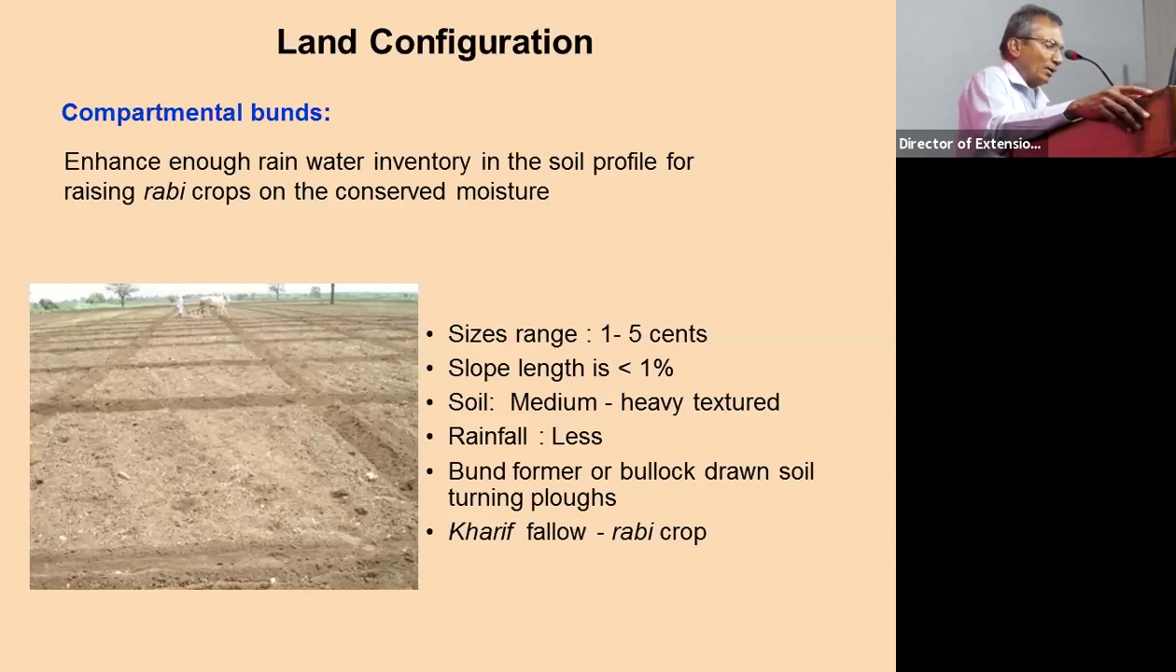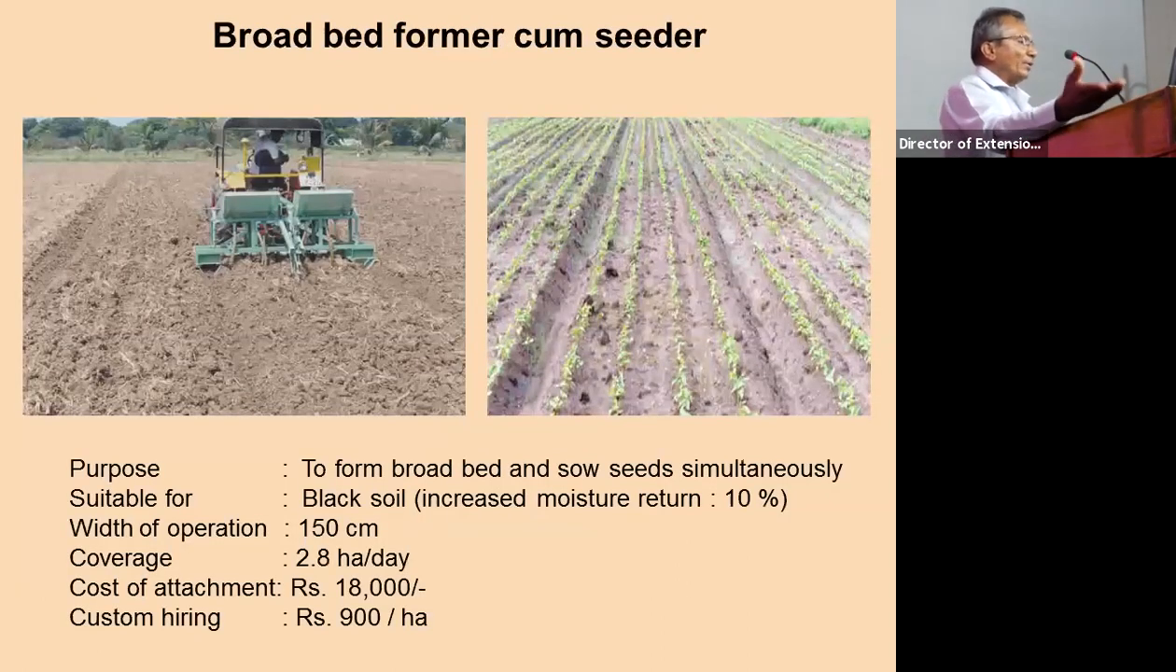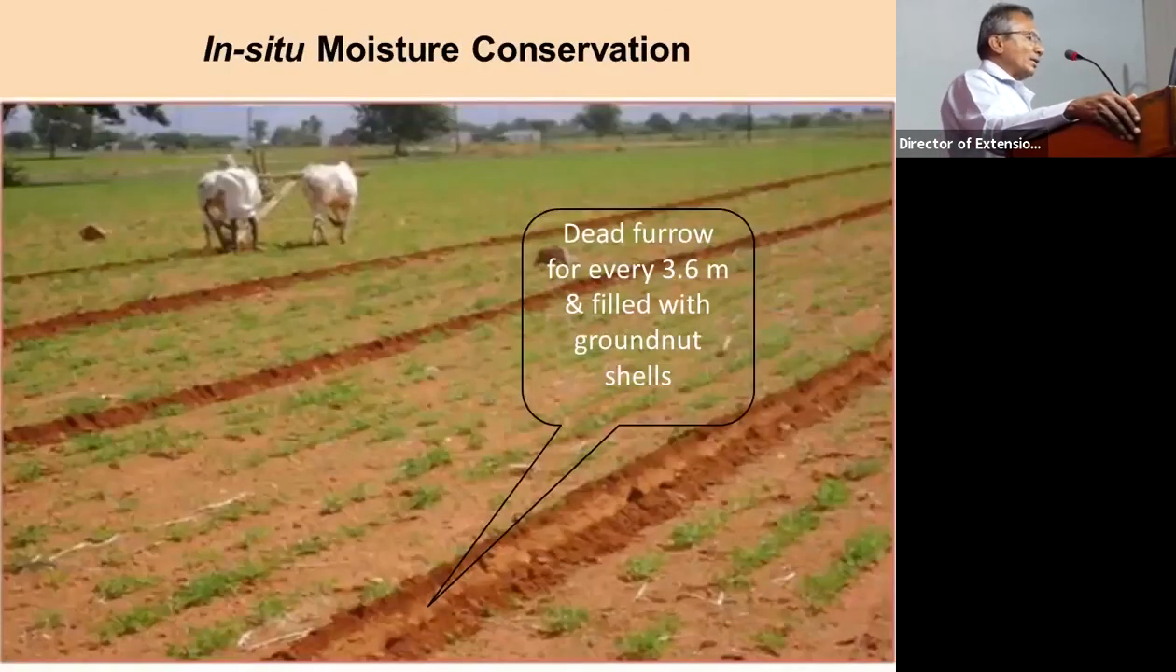Bund farmer, bullock drawn soil plows are used for making the sowing. So this can be used in kharif or rabi. Broadbed farmer comes cereal, a machine is available so that we can store the moisture and use it effectively for raising the crops. After sowing of the crop, you can make dead furrows every 3.6 meters filled with groundnut shells or any other crop residues.